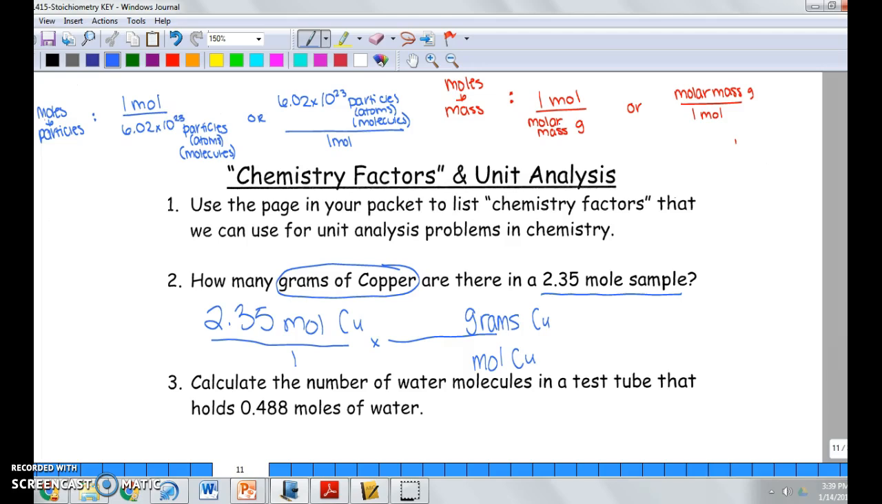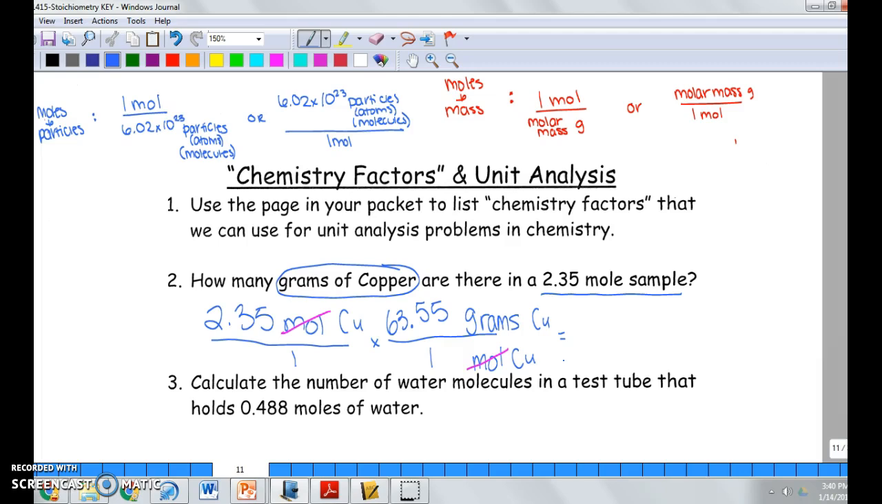So I'm going to take a look at my two factors. I've got 1 mole over molar mass in grams, or I've got molar mass in grams over 1 mole. I know that I want to cancel out my moles, which I will do because I'm going to divide those away. So I must want to use this factor. I'm going to put 1 mole on the bottom, and then I have to know what the molar mass of copper is in order to convert this. Conveniently, I took a look at my periodic table and I found that the molar mass of copper is 63.55 grams.